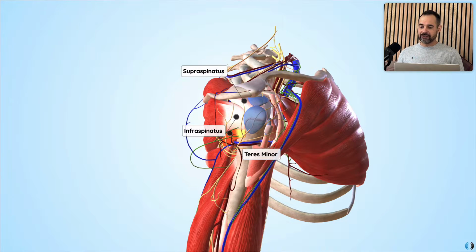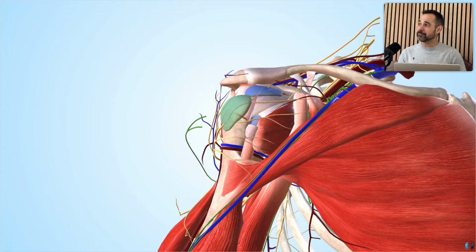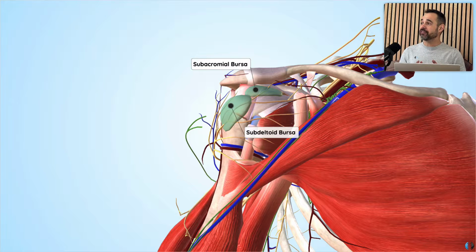The next structures we're going to have a look at are the bursae around the shoulder. We have the subdeltoid bursa, and we have the subacromial bursa. Now, both of these, as with all bursae, operate to try and reduce friction between different surfaces that are moving. So the subdeltoid bursa helps prevent friction between the humerus and the deltoid muscle. The subacromial bursa helps to try and reduce friction between the acromioclavicular joint and the supraspinatus tendon. So naturally, these can be inflamed and painful following a dislocation as well, which of course can be troublesome for the patient.